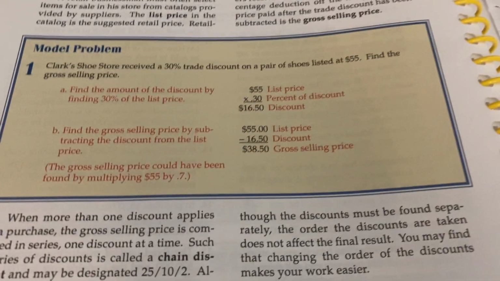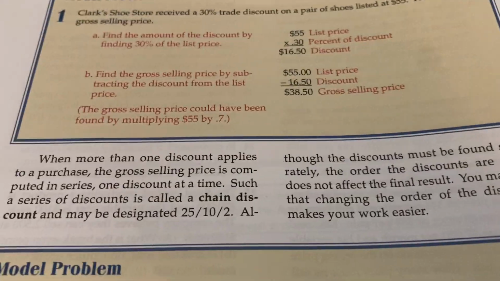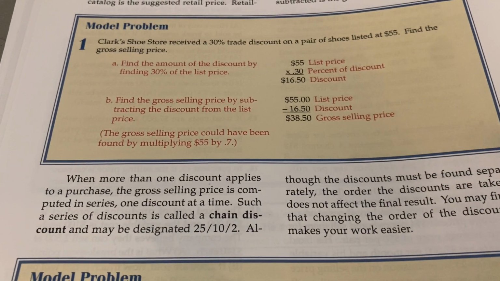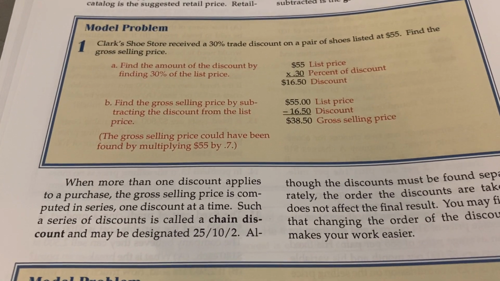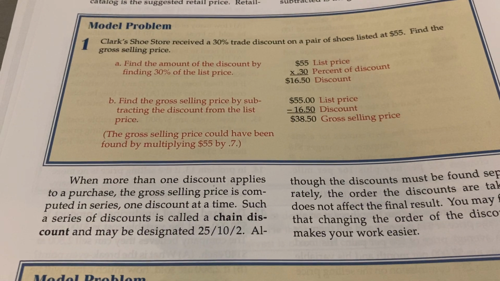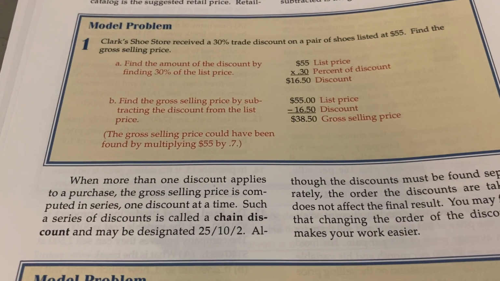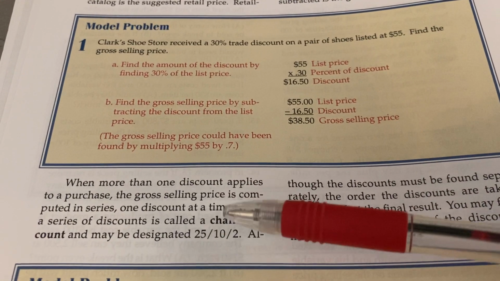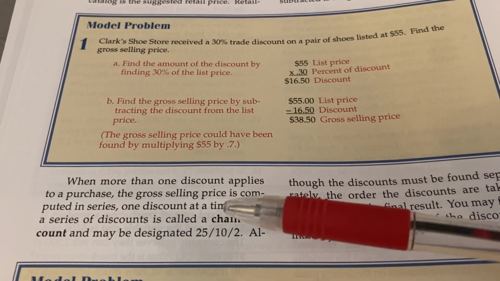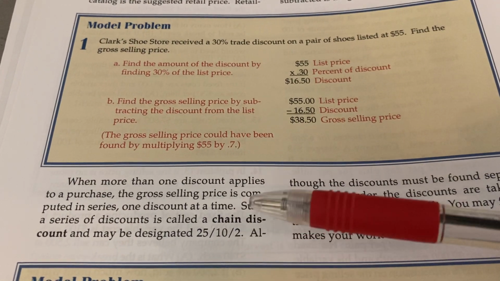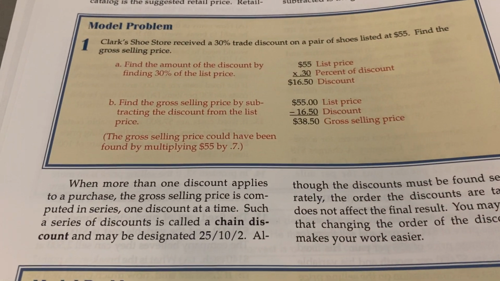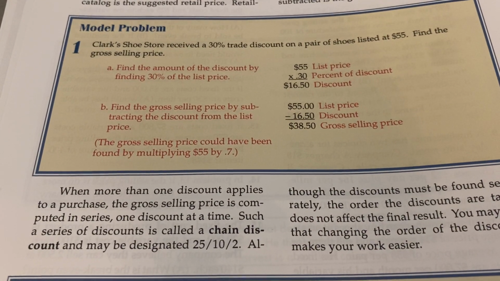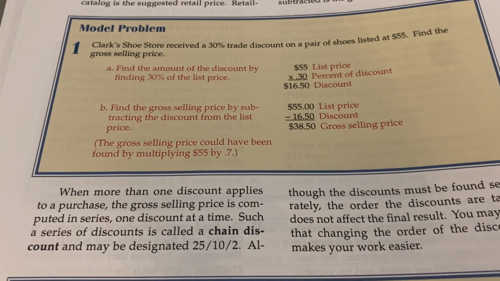But now let's talk about this chain discount. These are going to be on your test, I know, and maybe a couple of them on your quizzes too. When more than one discount applies to a purchase, the gross selling price is computed in a series, one at a time, a chain. So the discounts may be designated as 25, 10, 2. That means 25% off. Then off that price, you get 10% off. And then off the next price, you get 2% off. Although the discounts must be found separately, the order in which the discounts are taken does not affect the final result.